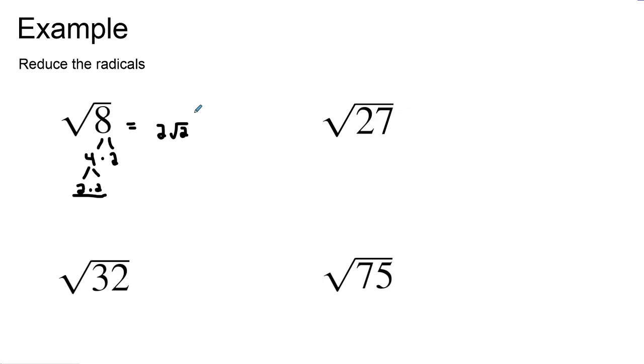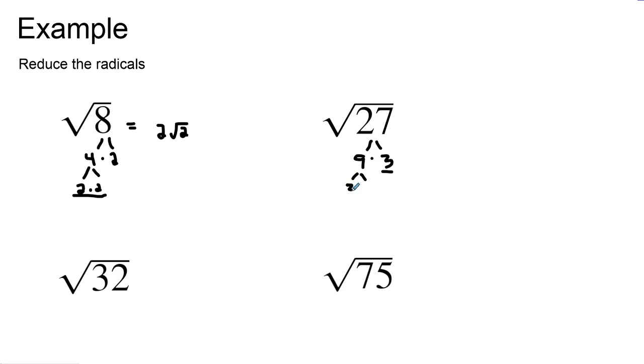All right, let's try square root of 27. I can break 27 down into 9 times 3. I know 3 is prime, but 9 is not. If I try dividing 9 by 2, I get 4.5. That doesn't work. I can't have any decimals here, so I'm going to try 3 instead.